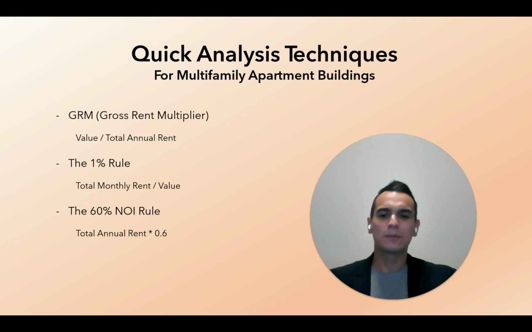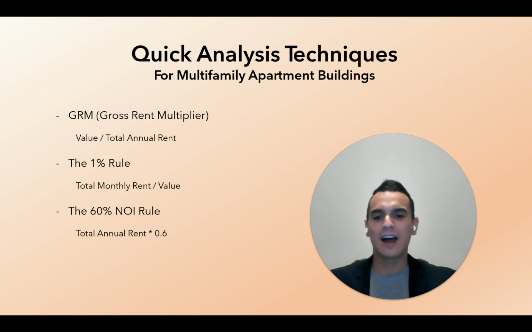Now, why do we choose 60% for NOI? Oh, actually, you know what? First, I'll go through what the formula is. The formula is total annual rent. So unlike the 1% rule, we're doing total annual rent. So for this case, back to our 10 units, 1,000 per month per unit, we're at 10,000 a month. But this time we have to times it by 12 to get the annual rent. So now we're actually 10,000 times 12, we're at 120,000.